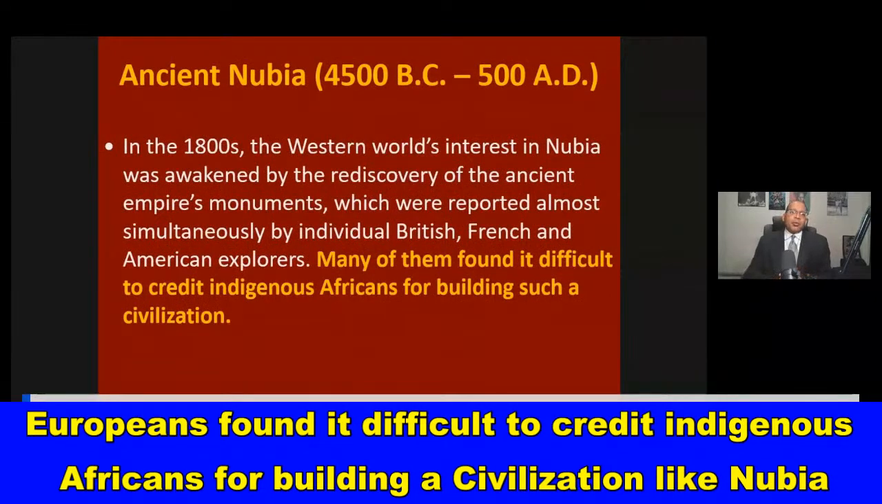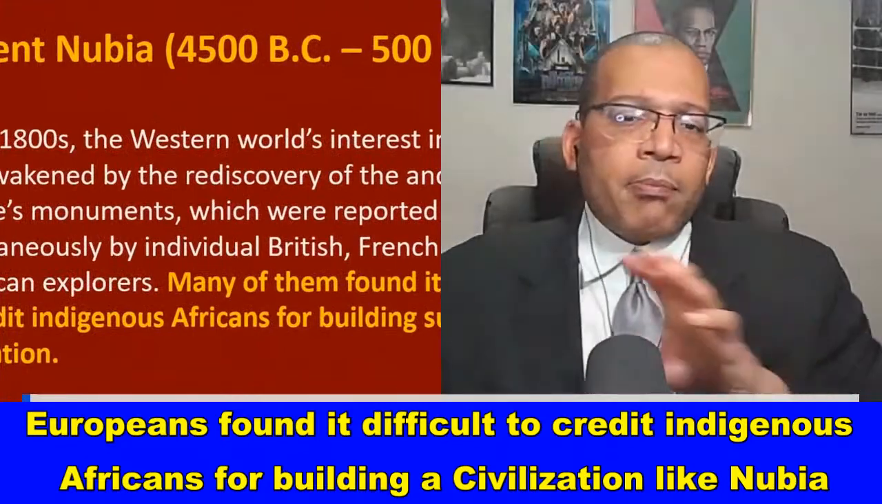Now in the 1800s, the Western world's interest in Nubia was awakened by the rediscovery of the ancient empire's monuments, which were reported almost simultaneously by individual British, French, and American explorers. Many of them found it difficult to credit indigenous Africans for building such a civilization. So they tried to say that the Nubians were white as well, just like they tried to say that the ancient Egyptians were white, or brown-skinned Caucasians, or Semites, anything but black Africans.